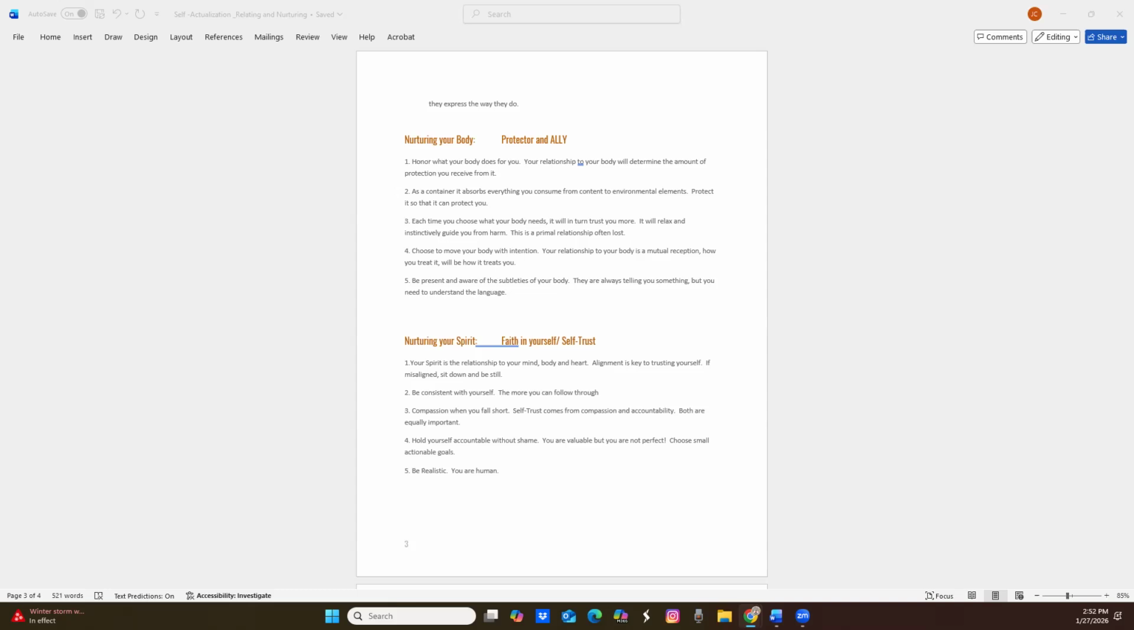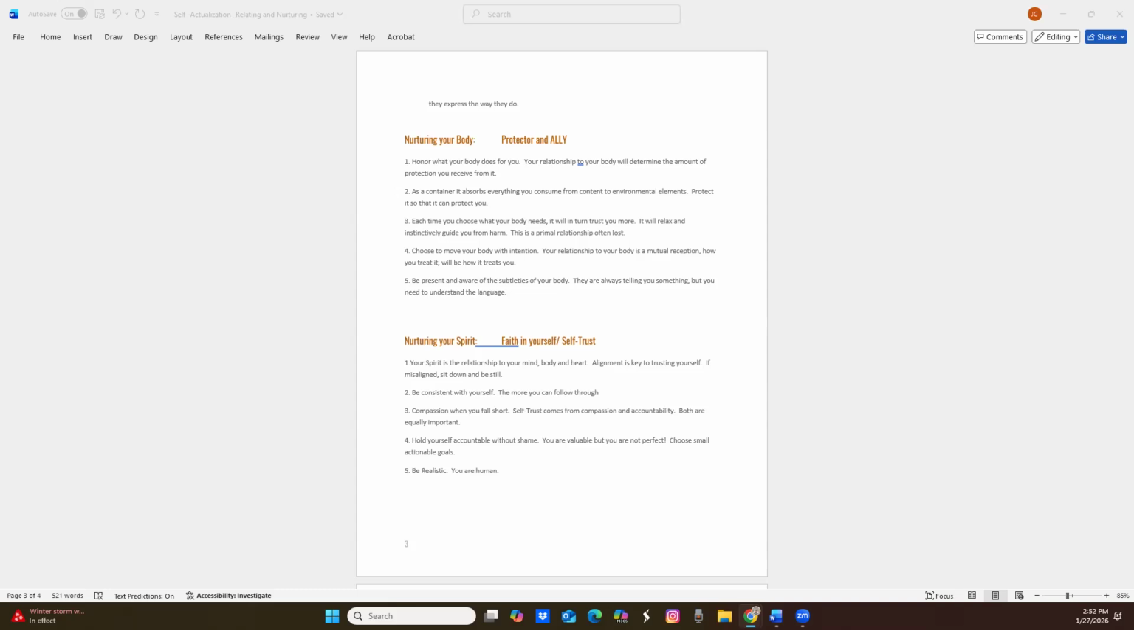This next step to nurturing your spirit is to develop faith in yourself. And that comes from trusting yourself in your own thoughts, feelings, and beliefs. So if you don't trust in your own thoughts, feelings, and beliefs, it's much easier to be led and directed by somebody else's intentions. So developing this part of your trust comes through consistency.